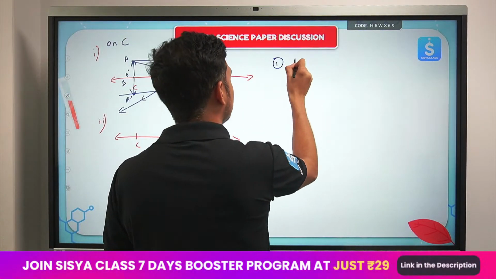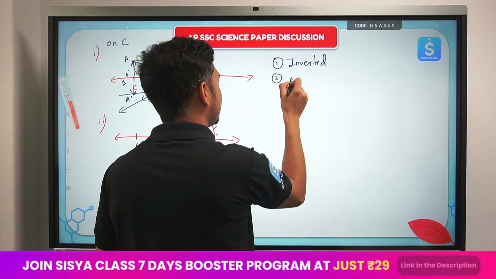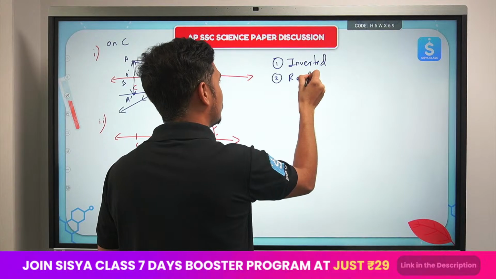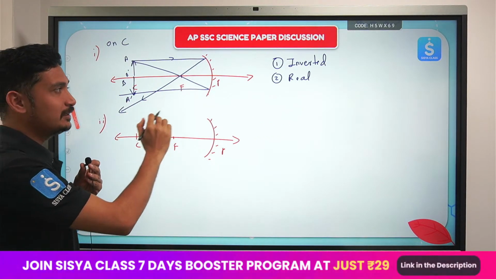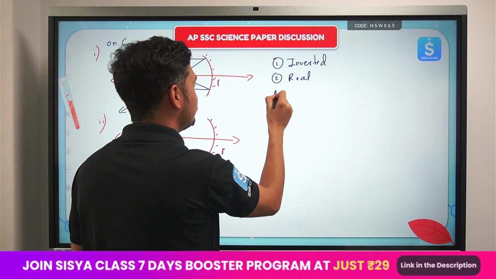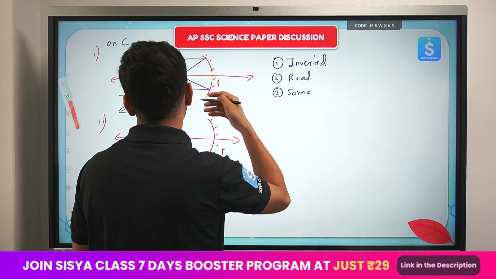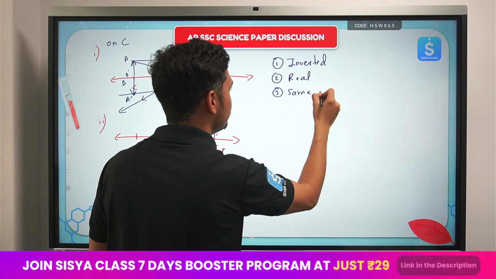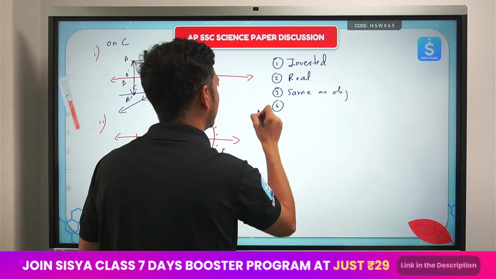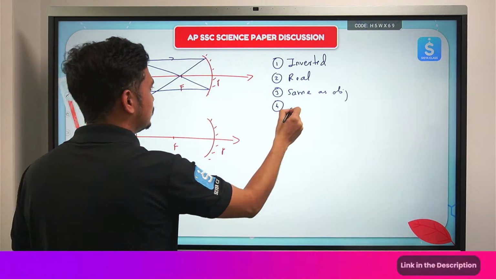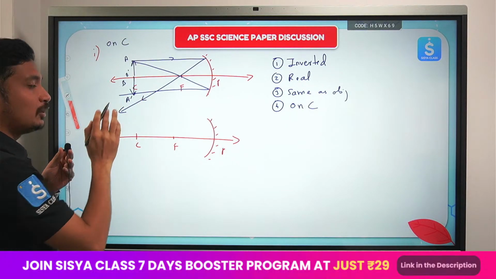If you want to write the properties of the image, it's not asked, but still I'm telling you. The image is inverted because it is flipped upside down. The second thing is that it is a real image, because for an image formed by a mirror, if it is formed on the left side, then we have a real image. Then the magnification will be the same as the object. The size of the object and the image will be the same. The fourth one is where it will be placed, so we will say on C. So if your object is on C, your image will also be on C.